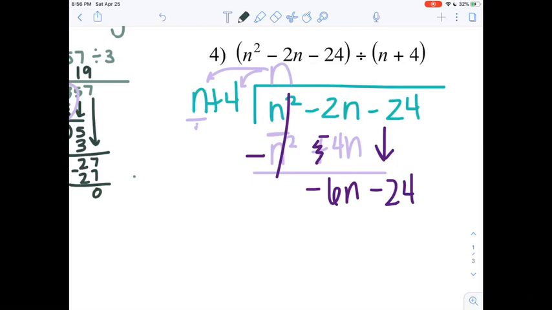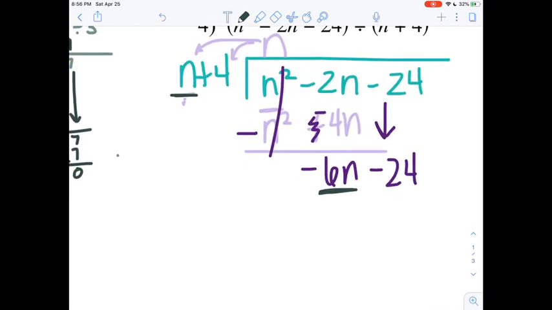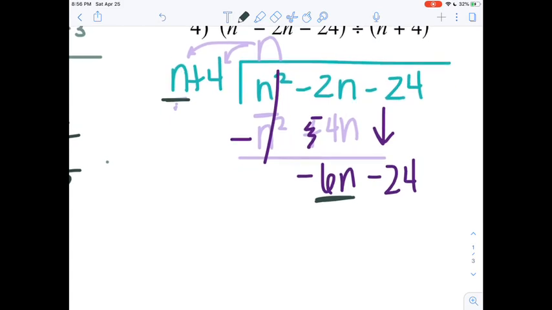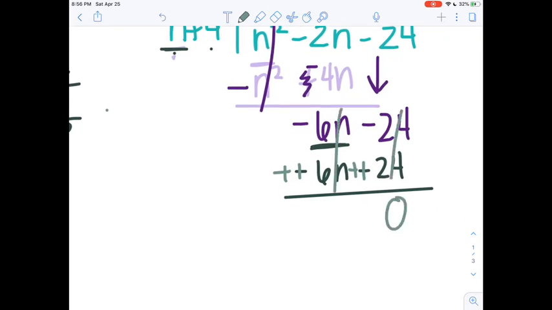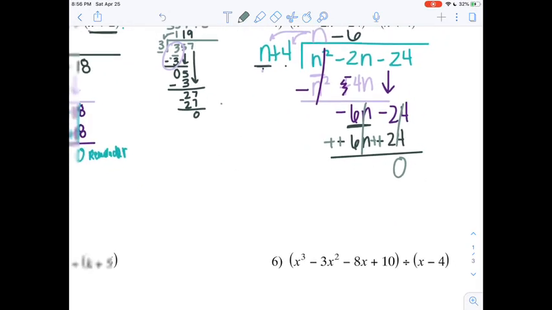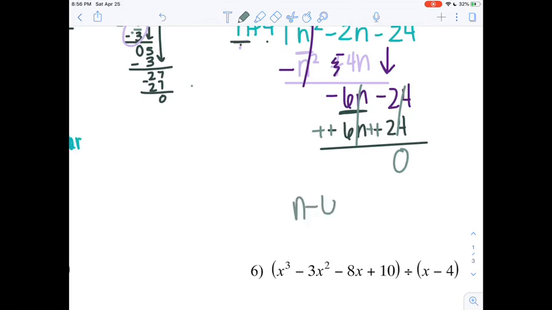Okay, so start from the beginning. I'm looking at only the n and this first term. So what times n gets me negative 6n? That's negative 6. So negative 6 times n, that's negative 6n. Negative 6 times 4, that's negative 24. And we subtract to find our remainder. So minus negative 6n, that becomes positive, minus negative 24, that becomes positive. These cancel, and I have a remainder of 0, so that means my final answer is n minus 6.